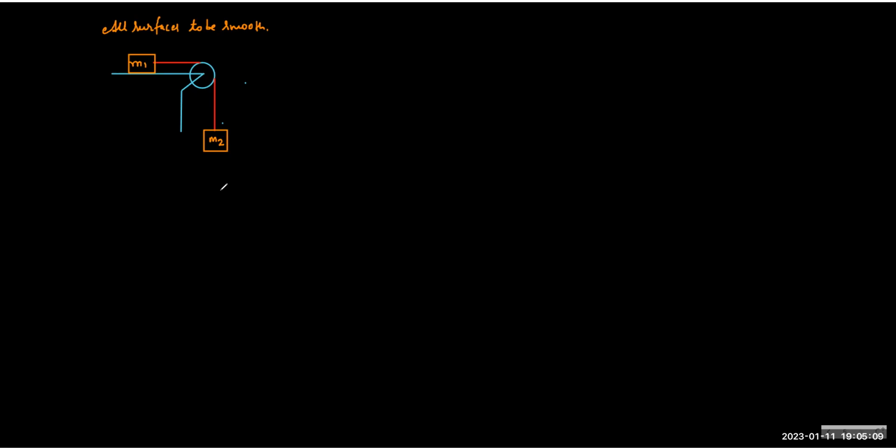Yes, sir. If you draw the FBD, you can clearly see the normal force and the gravity are cancelling out each other, right? In fact, this will never contribute to motion, isn't it? So m1 has no option but to go towards the right, and m2 has no option but to go down. Okay.